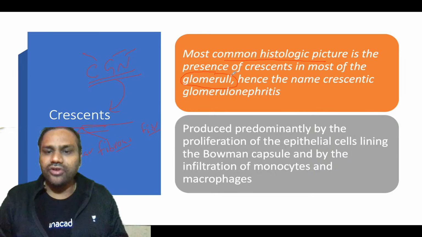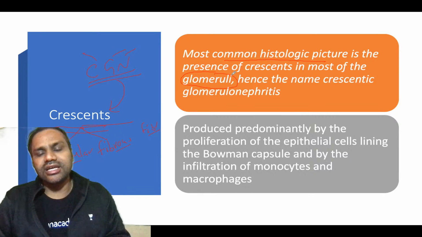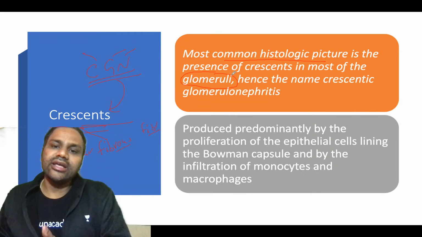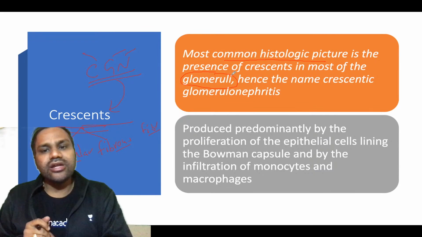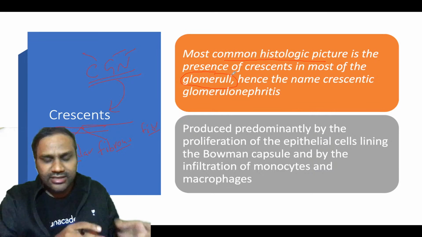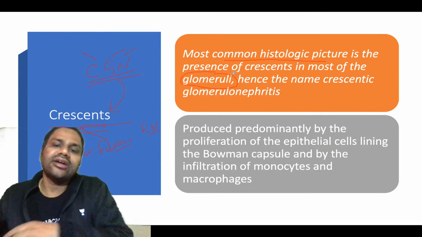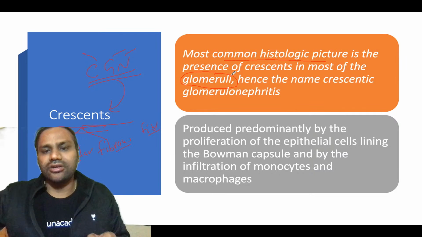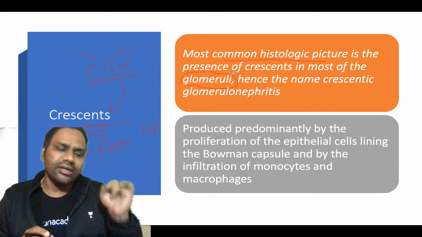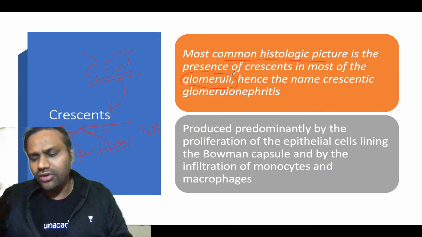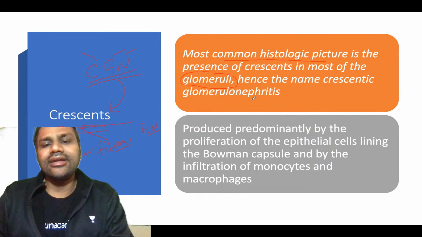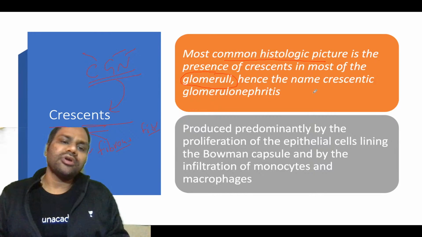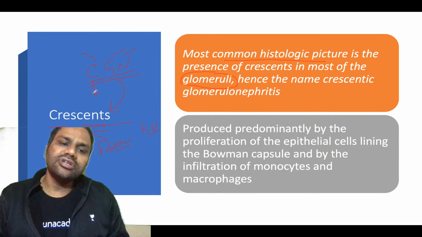If you have only 15% of crescents present and you are diagnosing anti-GBM glomerulonephritis, then you don't say crescentic anti-GBM glomerulonephritis, you rather say anti-GBM glomerulonephritis with crescent. So normally you need greater than 50% of crescents, that is one criterion. From your point of view it's not that important; what you need to know is the crescent.